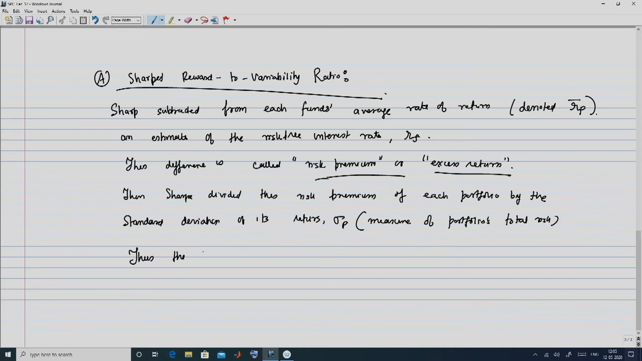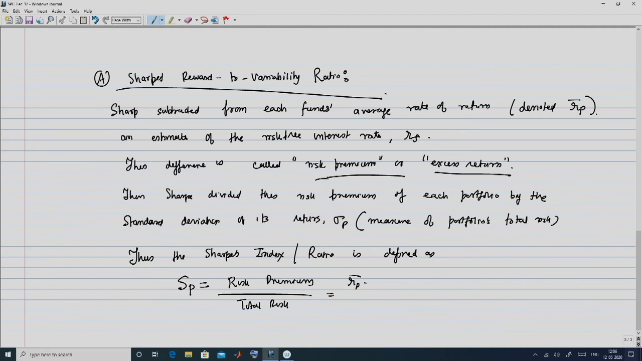Thus, the Sharpe's index, or sometimes it's called the Sharpe's ratio, is defined as, motivated by this, SP for Sharpe, and first we take the risk premium and we divide it by the total risk. And this is RP bar minus RF in the numerator divided by sigma p in the denominator.